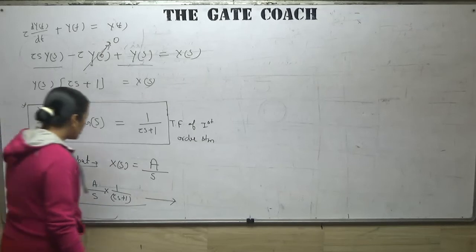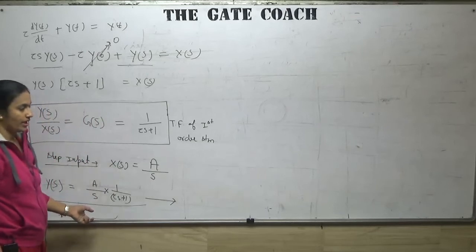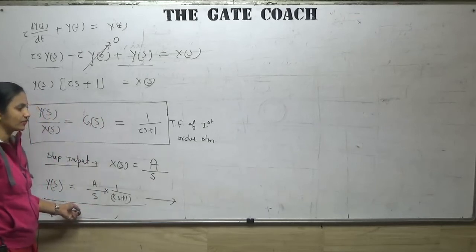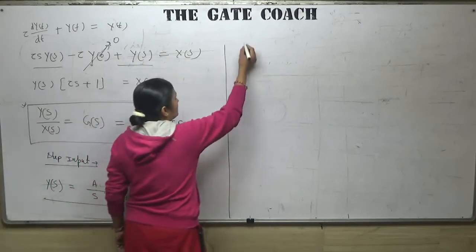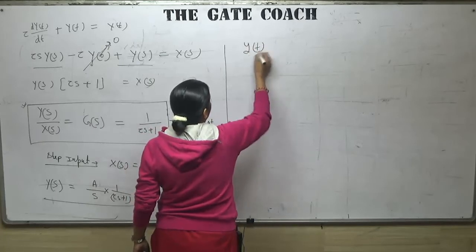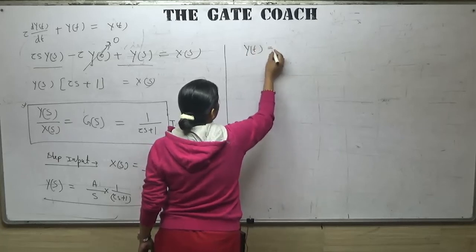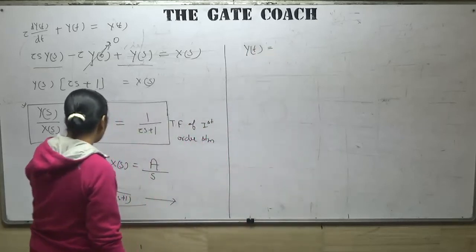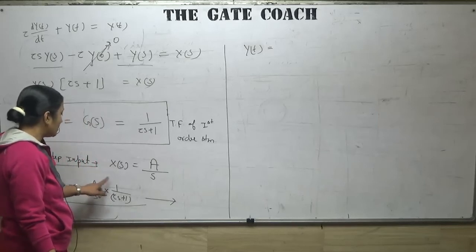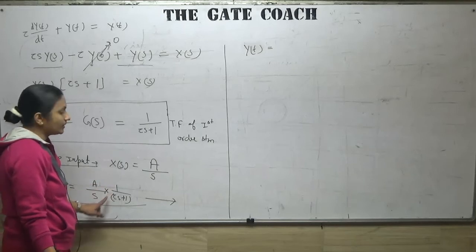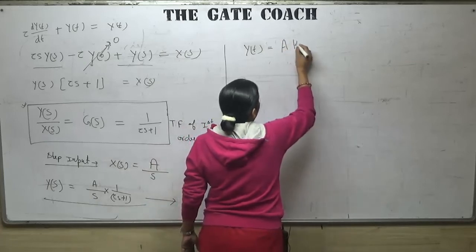From this equation, you want to convert it into the time domain. So what do we have to do? You have to take the inverse Laplace transform of this equation and calculate y(t). What is y(t) for this? For that purpose, you will take the partial fraction first and calculate the values of constants A and B. Then you will take the inverse Laplace transform.